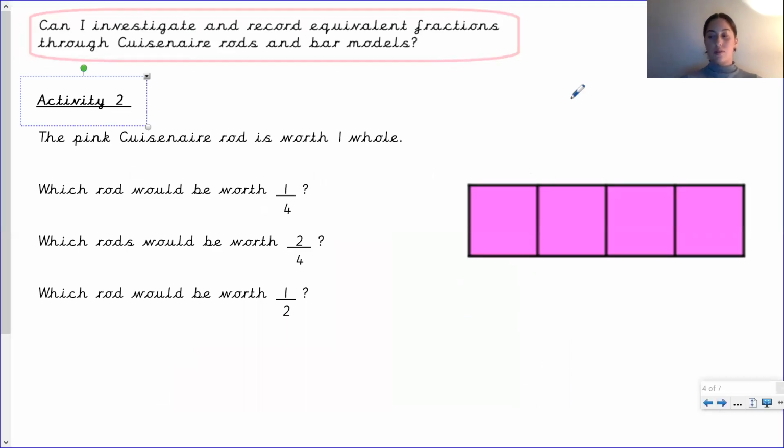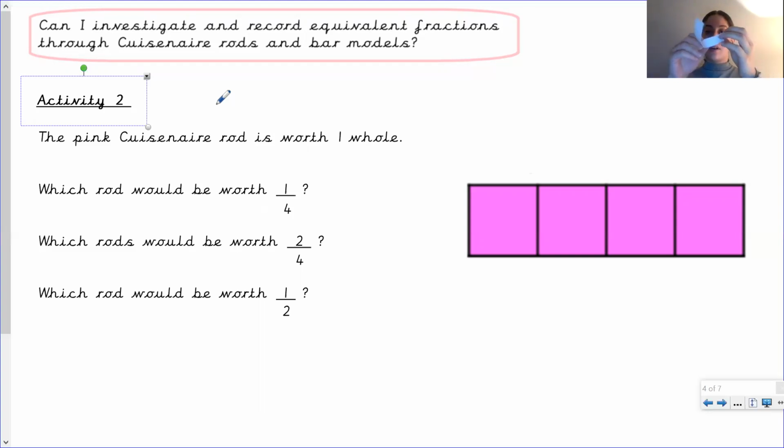Okay, activity 2. This rod, so let's read it first. The pink Cuisenaire rod is worth 1 whole. Which rod would be worth 1/4? Which rods would be worth 2/4? And which rods would be worth 1/2? You can make this Cuisenaire rod at home yourself with your strips of paper.